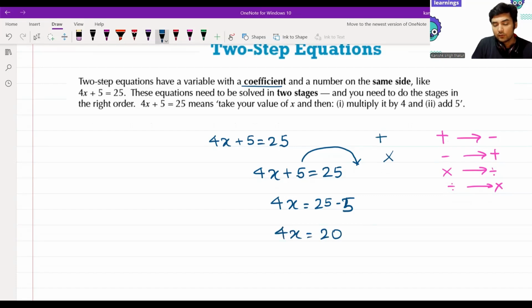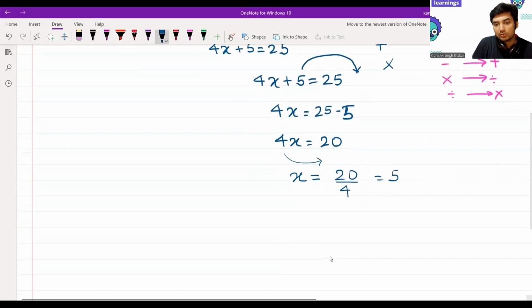Now you have 4x equal to 20. This 4 is getting multiplied, so when it is shifted here, it would be divided. So now x you'll have all alone, and this will give you 20 divided by 4, which is 5. So your x comes out to be 5. You can cross check it: 4 times 5 is 20, plus 5, it is 25. So this is how you have to solve two-step equations.